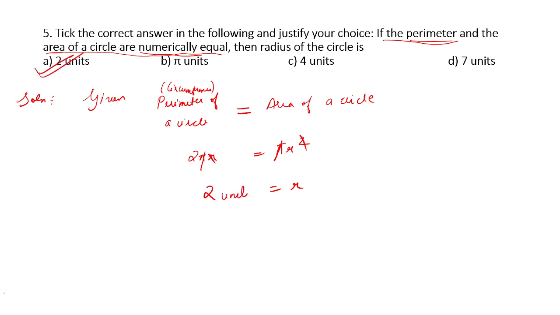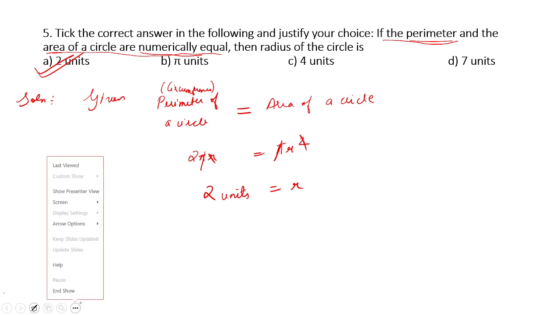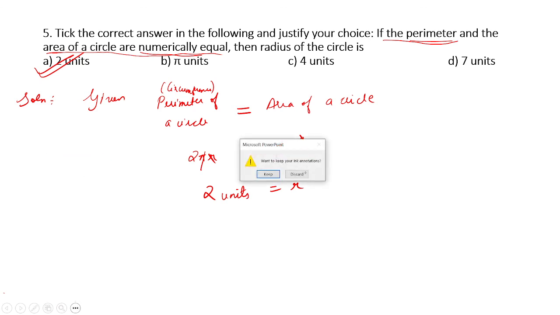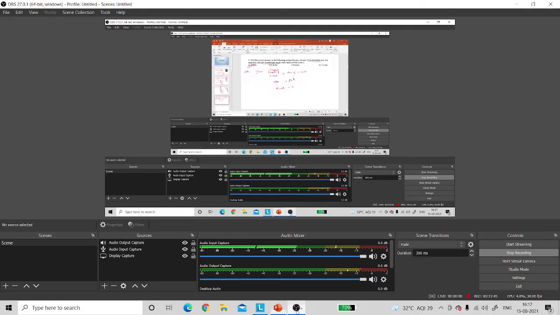Very simple, clear? The perimeter and the area of a circle are numerically equal, the perimeter of a circle is equal to the area of a circle. Numerically equal means they're equal. So we shall end it here, and in the next video we'll start with a new exercise.